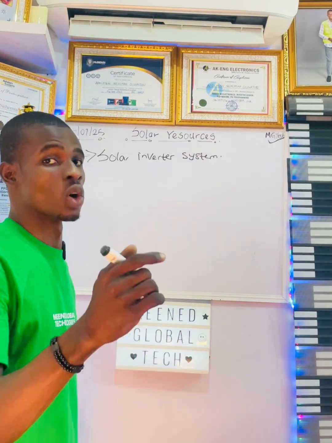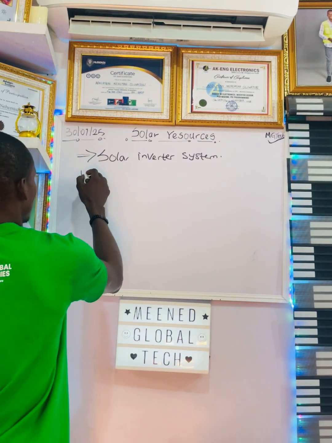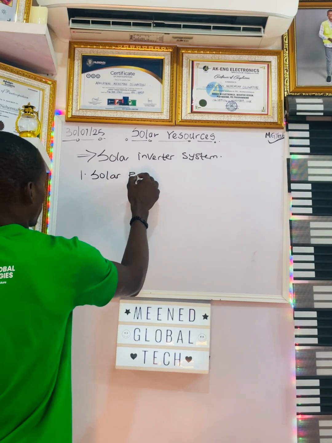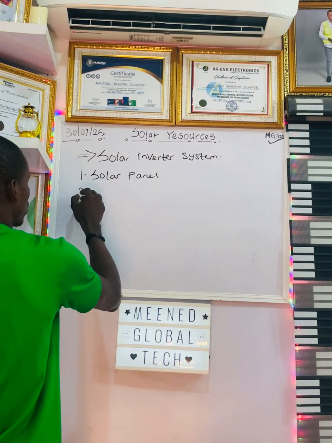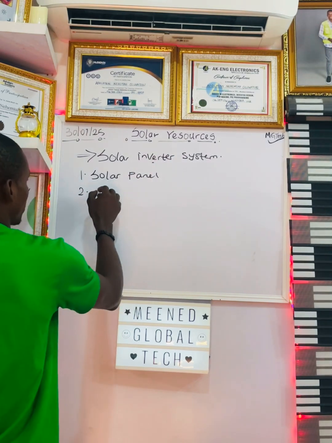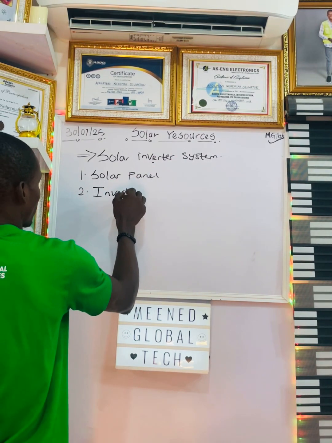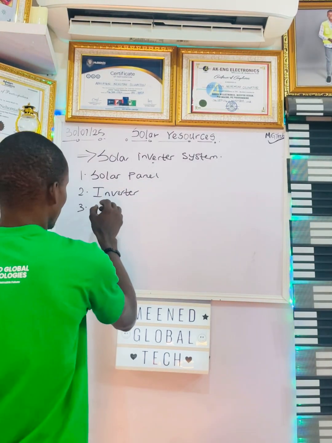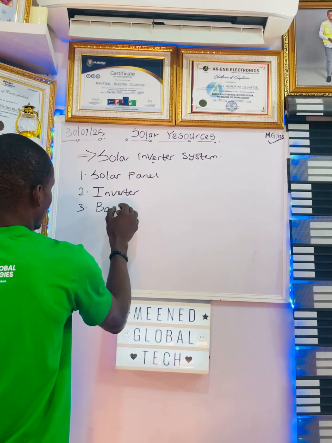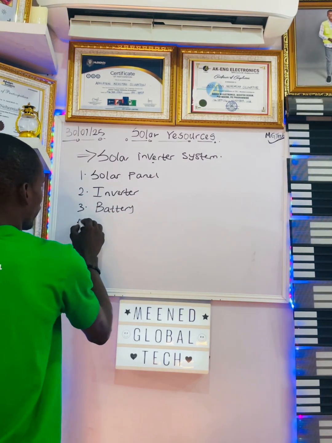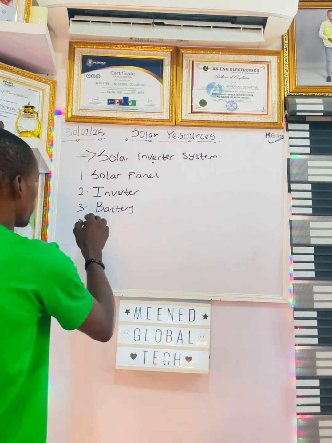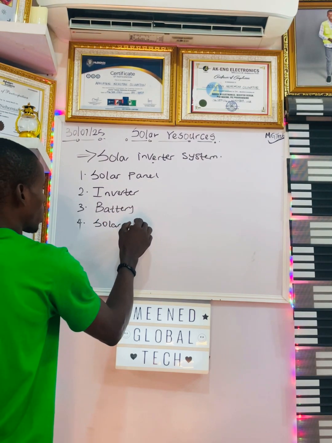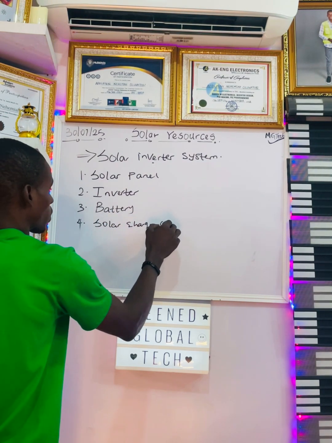Four major components, which are: one, the solar side, we talk of the solar panel. Two, the inverter. Three, the battery. Then four, the solar charge controller.